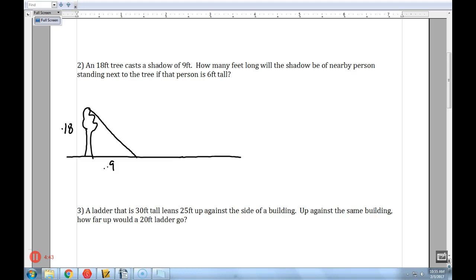It says, how long will the shadow be of a person? So you have a person standing here that we know to be 6 feet tall. And so we're trying to find the shadow on this one. So you could set up a proportion. I could do tree height over tree shadow equals person height over person shadow. But I also can see a couple different things. One is that the shadow is half of the height. That would give me the answer.